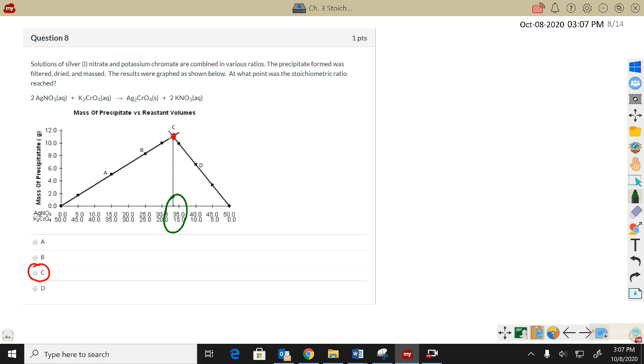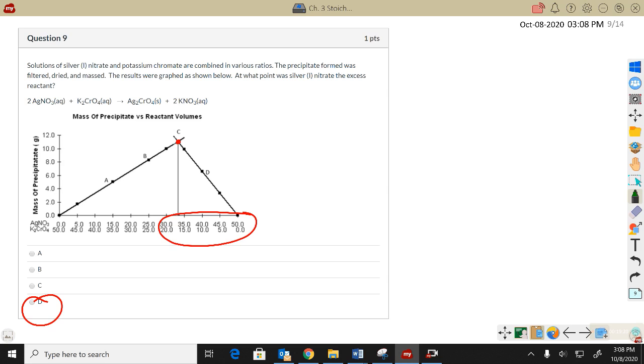So the stoichiometric ratio should be my most productive ratio. That should be the ratio where I have the most product formed. And that then should be point C. That's an easy one, right? Same with this guy then. At what point was silver nitrate the excess reactant?